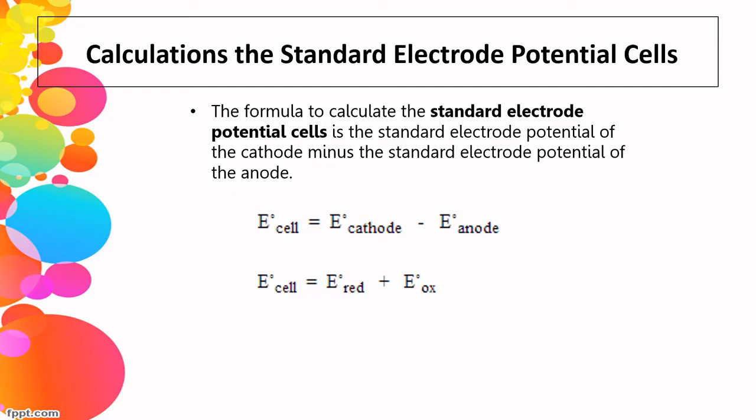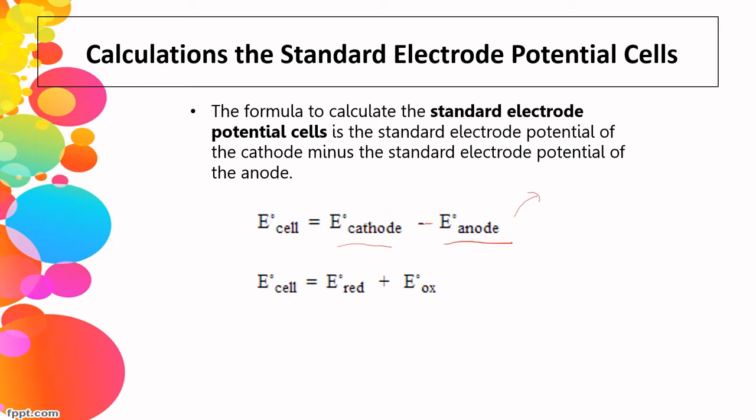In this video, we will see how to calculate the standard electrode potential of a cell. In order to calculate it, we can take a look at this equation, where E naught cell equals E naught cathode minus E naught anode. To use this formula, we first need to identify, in an electrochemical cell, which one is the cathode and which one is the anode, and then we can calculate the E naught cell.